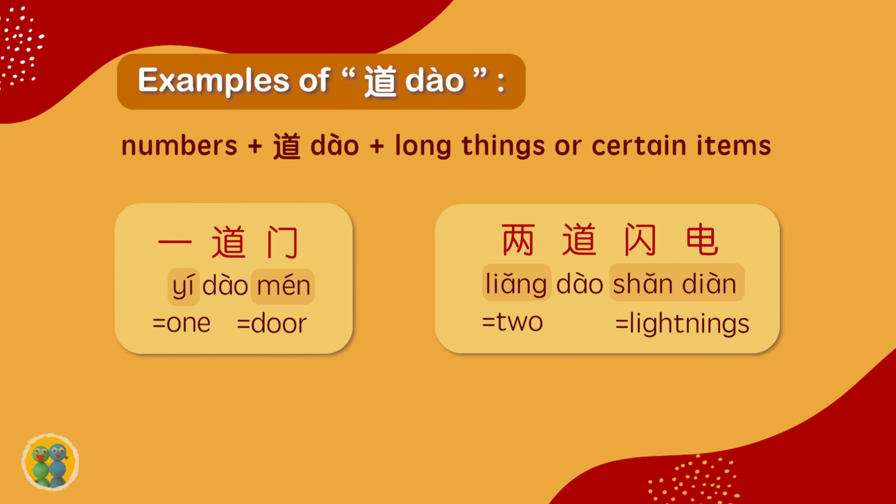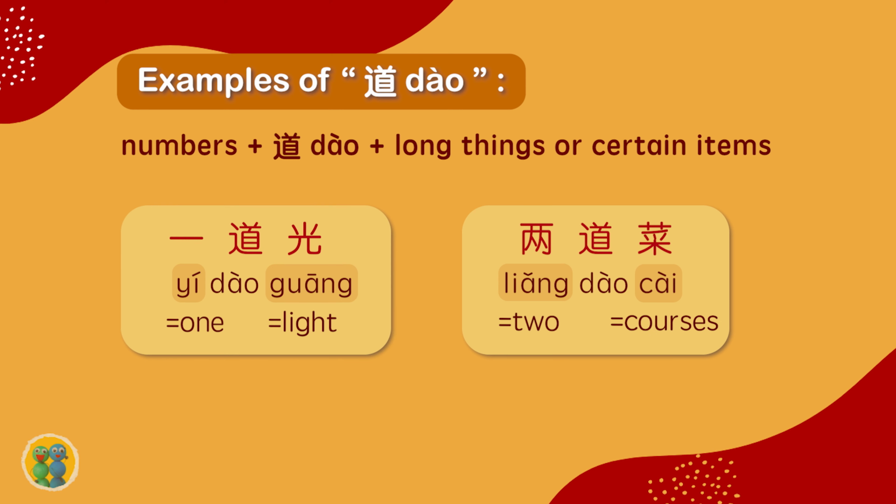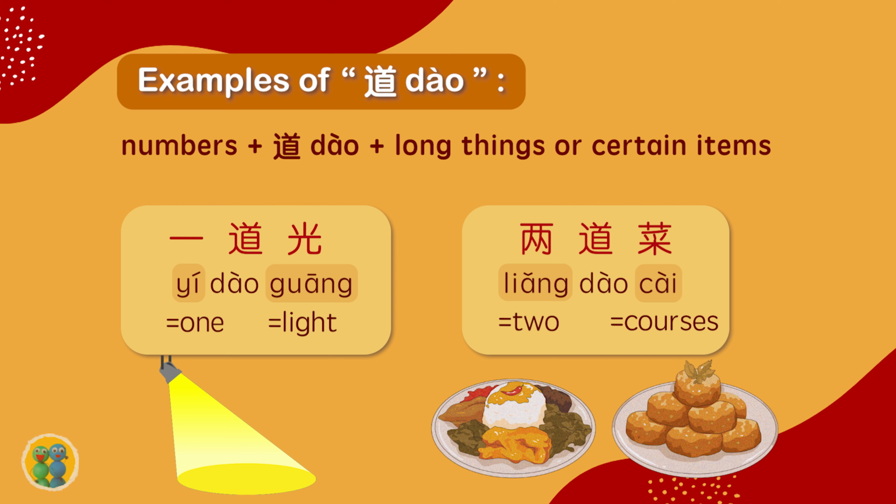Examples of 道. 一道门. 一 means one. 门 means door. 两道闪电. 两 means two. 闪电 means lightnings. 一道光. 一 means one. 光 means light. 两道菜. 两 means two. 菜 means courses. Remarks. 菜 literally means vegetables, but in this context, it means course, the course of a meal.